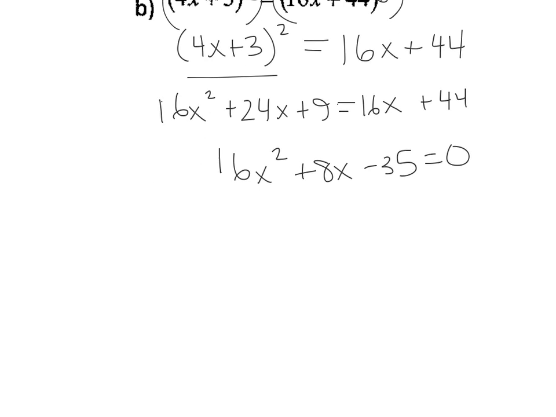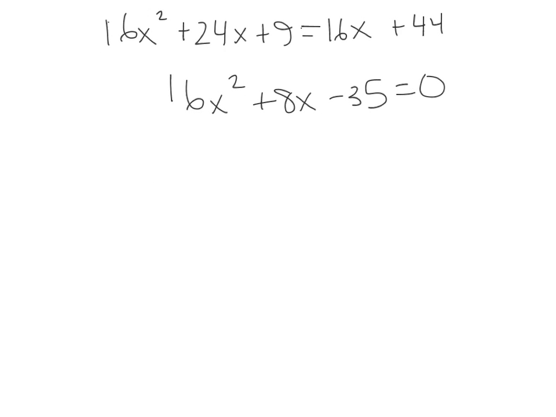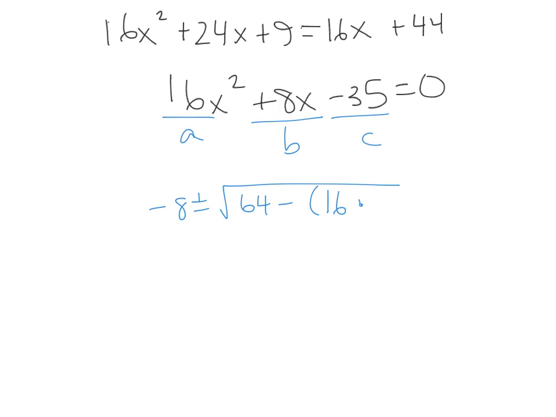And perhaps this is factorable right here, but I can't think of factors of 16 times negative 35 that add up to 8. So when I can't do that, I always rely on the quadratic formula. So this is my A, this is my B, and this is my C. So when I plug it in, I get negative 8 plus or minus the square root of 64 minus 16 times, or 4AC, I did that in a different order, all over 2A, which is 32.